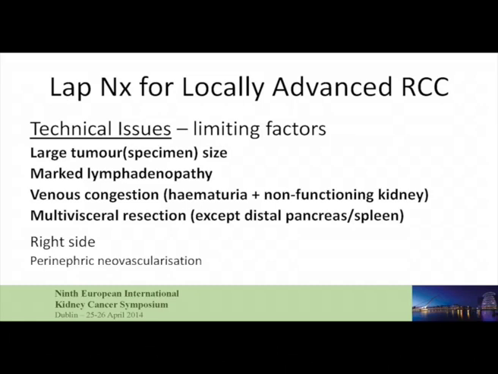I guess other potential considerations are large right-sided tumours because of the short renal vein, limiting application of vascular staples safely, and perinephric neovascularisation, although usually the pneumoperitoneum does not result in this being a substantial problem, but certainly it's a factor to consider.